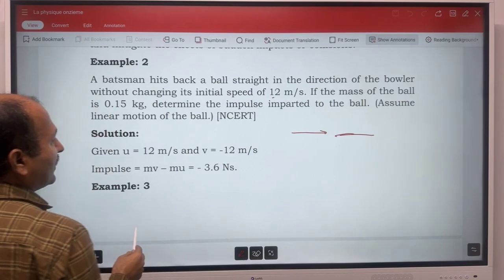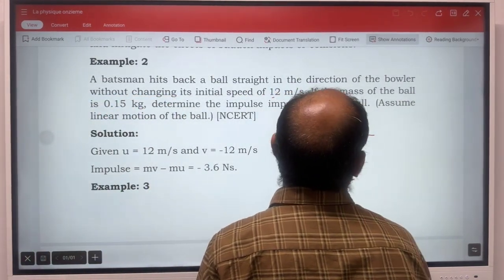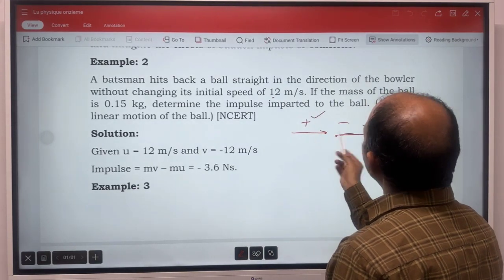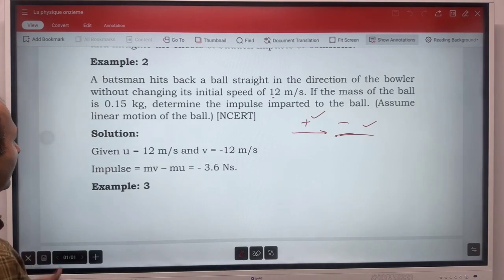So impulse will be final momentum minus initial momentum. If you take the initial direction as positive, the final is negative, minus the initial, which is positive, so it becomes further negative. So you will get the answer.